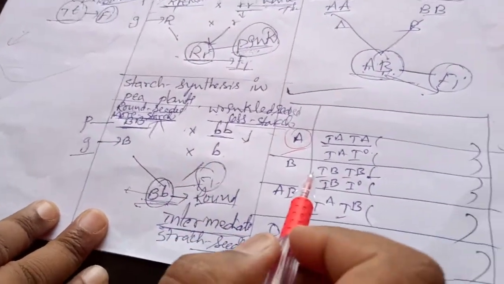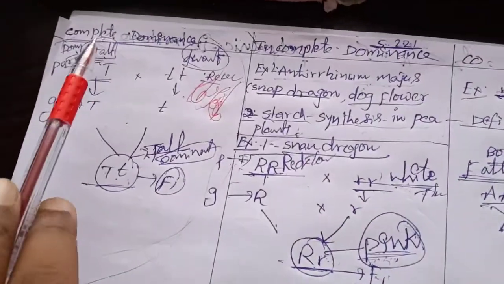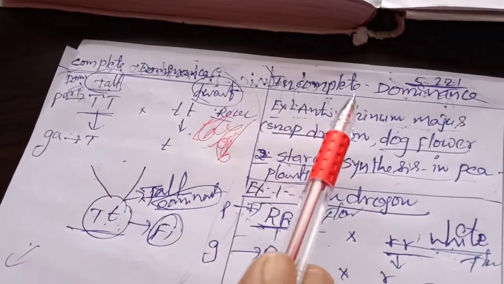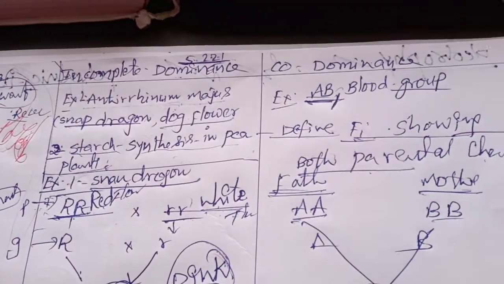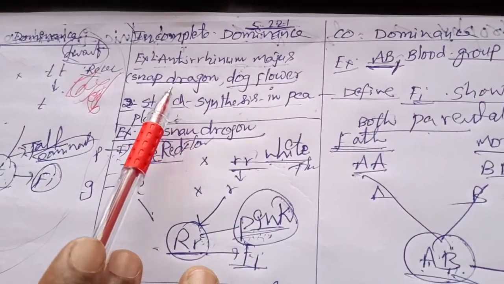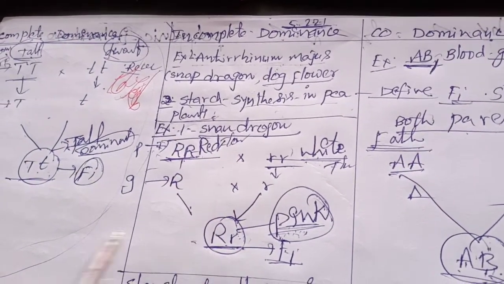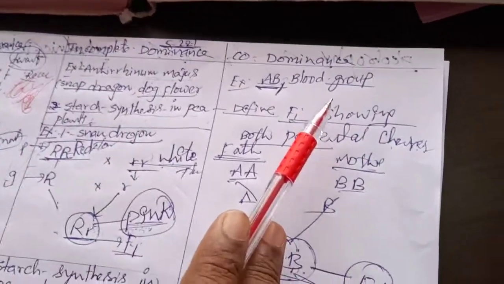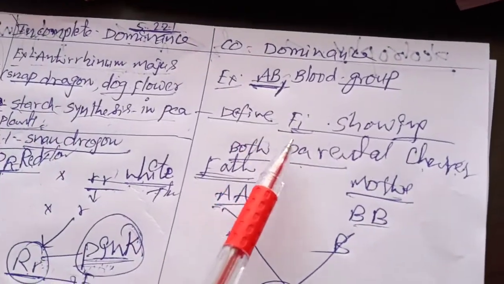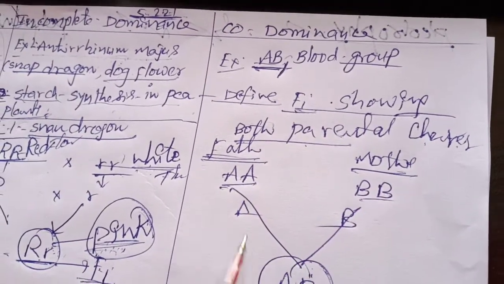Good morning, students. Last class we discussed the difference between complete dominance, incomplete dominance, and codominance. Incomplete dominance is very important. This is a 5 marks question, so write a 5 marks answer with 2 examples. Codominance means the F1 offspring show both parental characters.